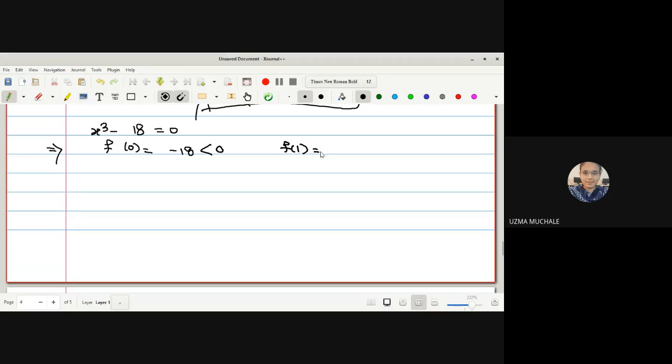F of 1 is minus 17. F of 2 is minus 10. All are less than 0. Let me take the value of f of 3. It is 9. So now the interval we can choose is 2 to 3. This is negative, this is positive. You can choose 0 to 3 also, but that will be very big. So you can choose the 2 to 3 interval.